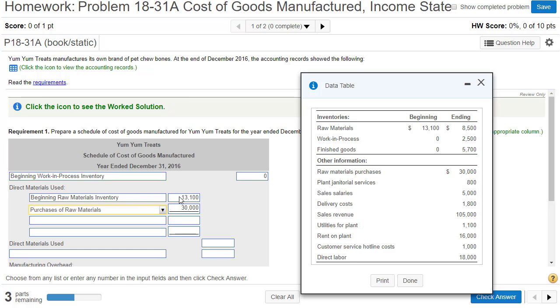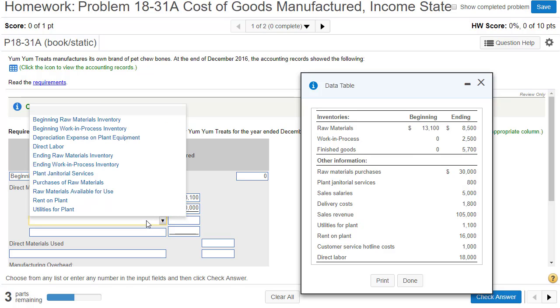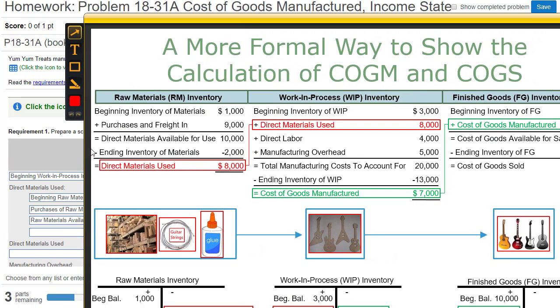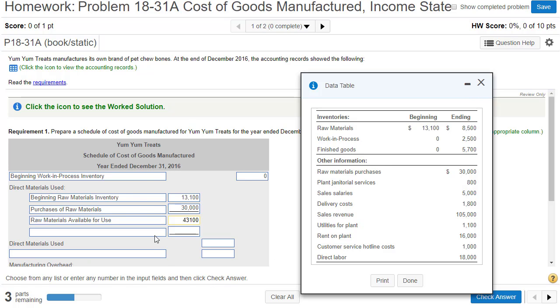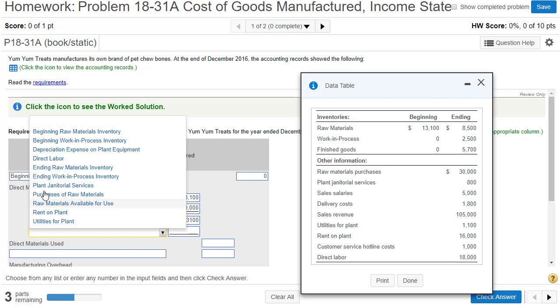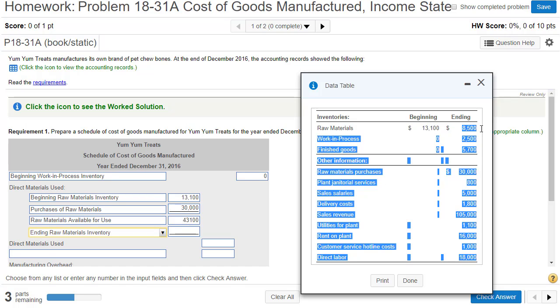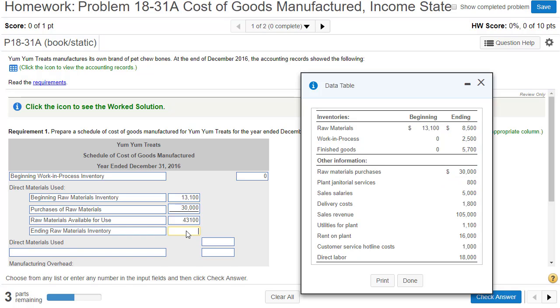All right. So we started with 13,100. We purchased 30,000 more. So how much did we have available for use? Raw materials available for use, 13,100 plus 30,000 is 43,100. Okay, and then going back to our formula, we then need to subtract ending inventory, and that gives us the amount of materials used. So now we need to subtract the ending balance. Ending raw materials inventory. The ending balance is 8,500. Copy that. Paste it here.